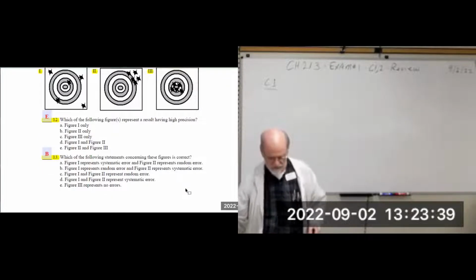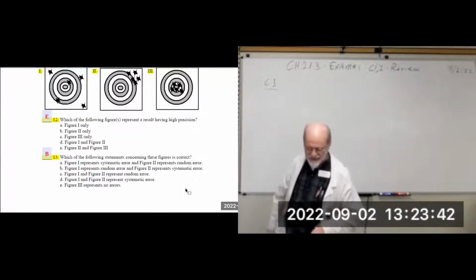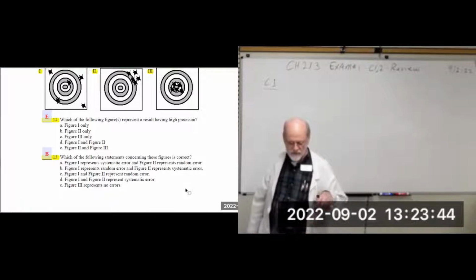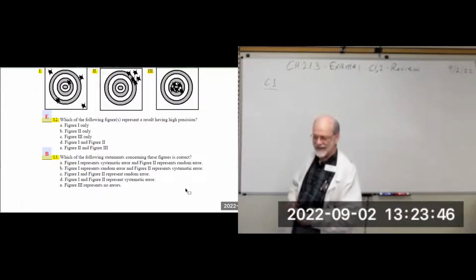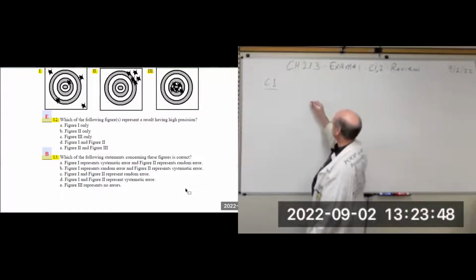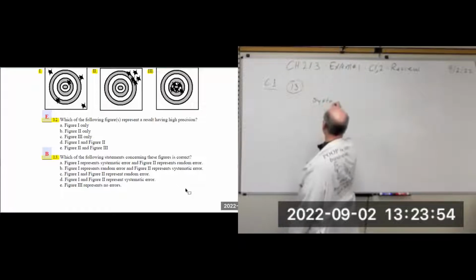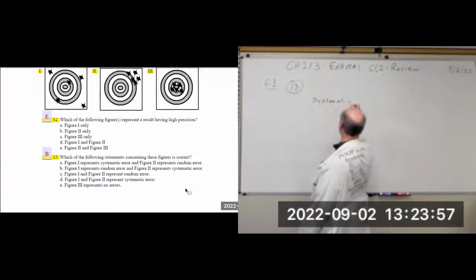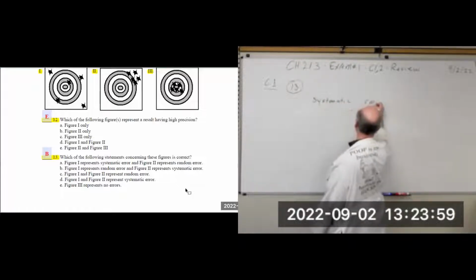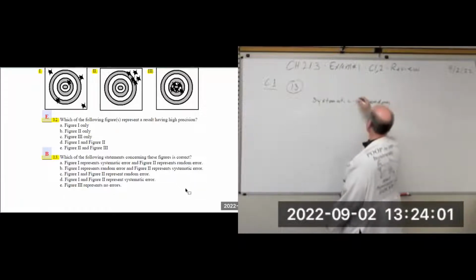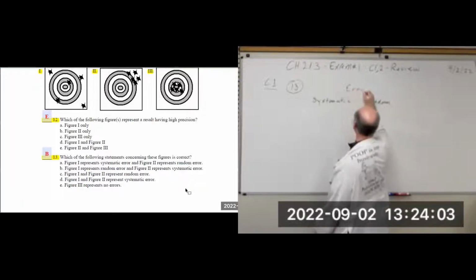Okay, so we've got to read through these. Figure 1 represents a systematic error, and figure 2 represents a random error. All right, what do I mean by that? Systematic, let's say this is 13. Systematic versus random error, types of error.